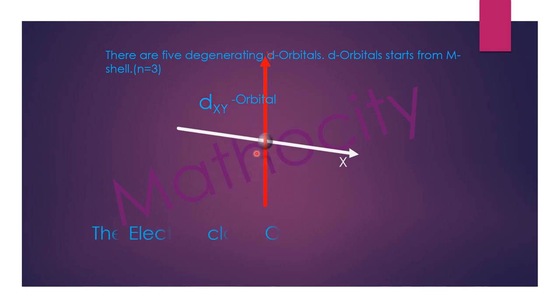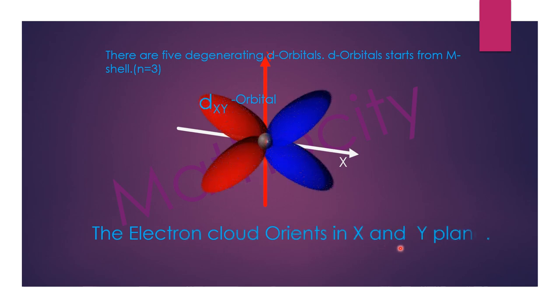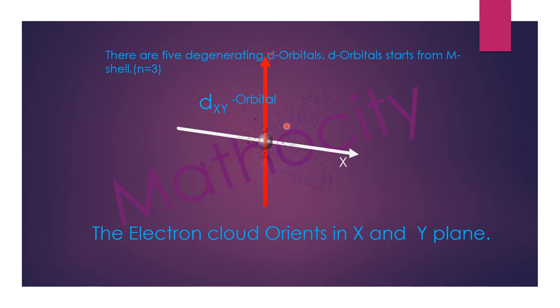Observe this animation, children. The electron cloud is oriented in the x and y plane. Are you clear about that one? What is dxy? Dxy means the electron cloud exactly orients in the x and y plane. So it is dxy orbital. Altogether there are five degenerate d orbitals.